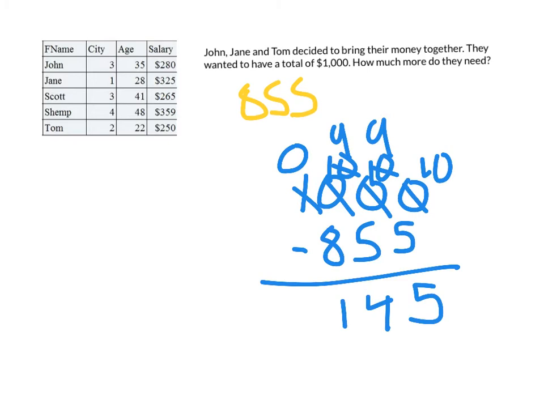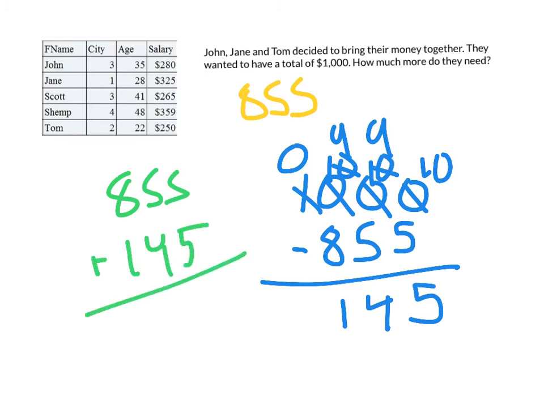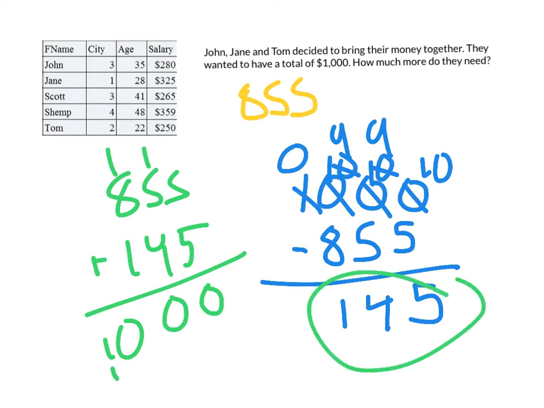Now I'm going to add, to check that, 855 plus 145, 5 plus 5 gives me 10, carry up my group of 10, carry up, and now that gives me 1,000. So I know that they need $145 more dollars to have how much they need, which is $1,000.